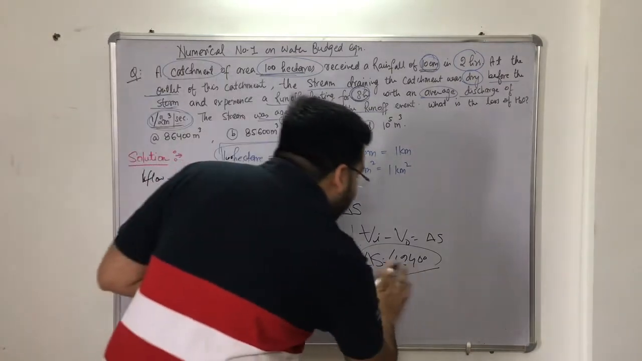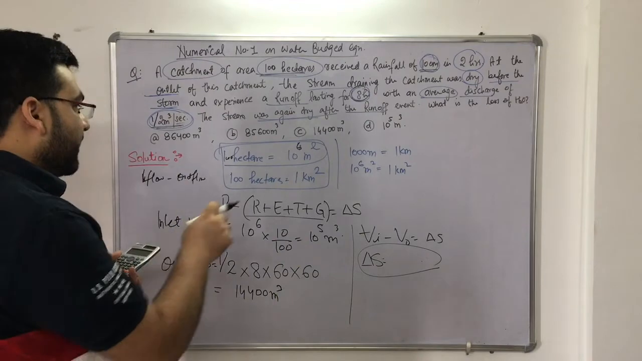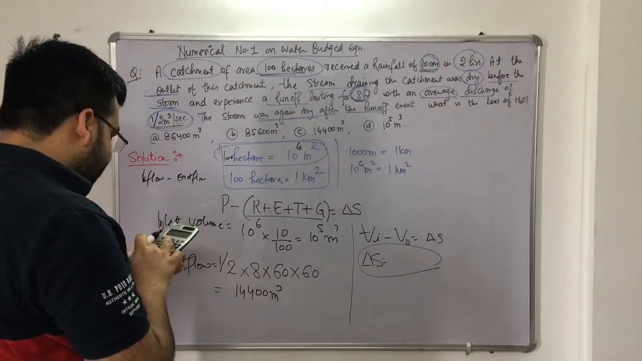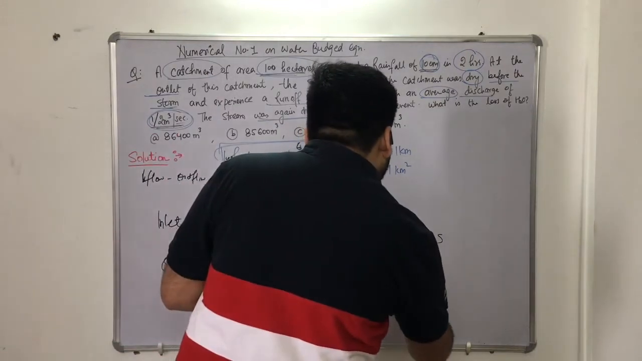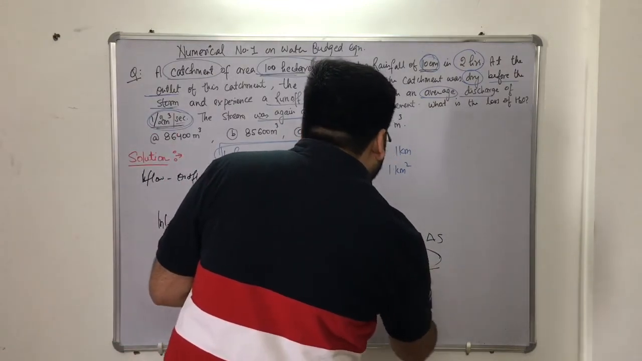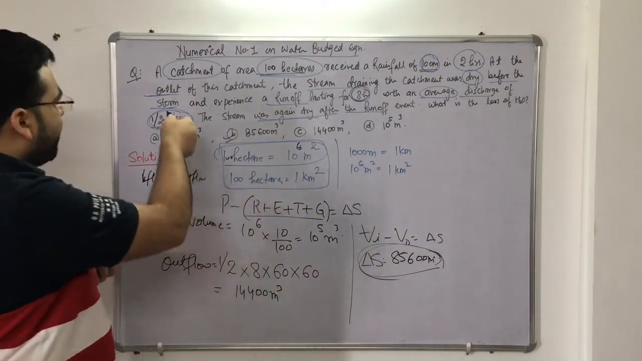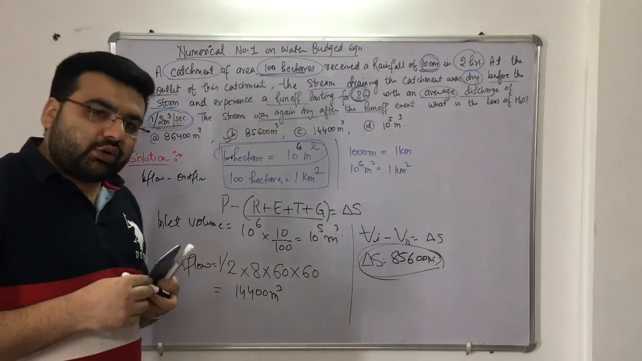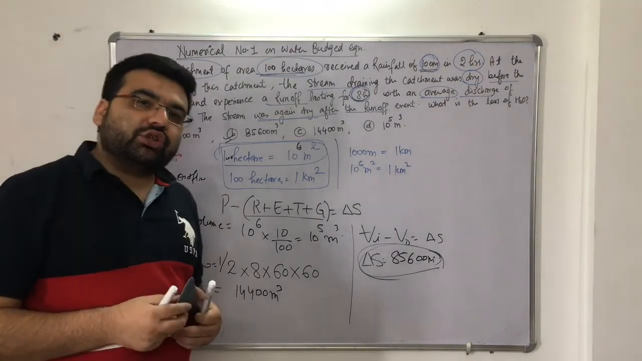The change in storage would be 10 raised to power 5 minus 14400. It comes out to be 85600. So 85600 will be the losses in meter cube. Which is the correct answer? B is the correct answer. I wrote it as 2, but in the question it was given as 1/2, right? I hope that you have understood this numerical.